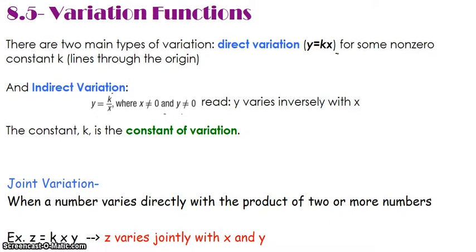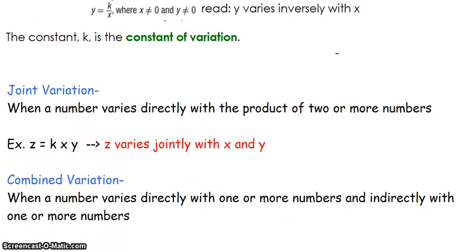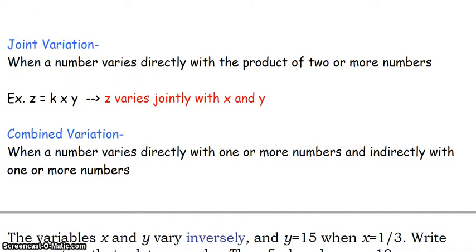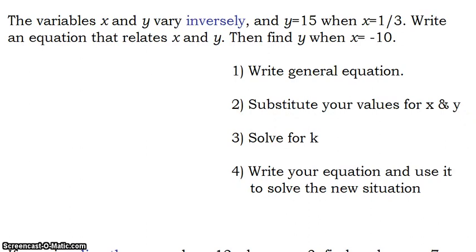We have two other types of variation that kind of stem off of these two. We have joint and combined. If a number varies jointly with two or more numbers, then you just know that it's a direct relationship more than once. And then if we have a combined relationship, a number is going to vary directly with one or more numbers and then indirectly with one or more numbers. This will be important when we are actually solving these types of problems.